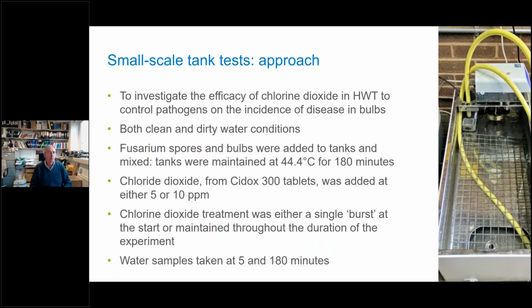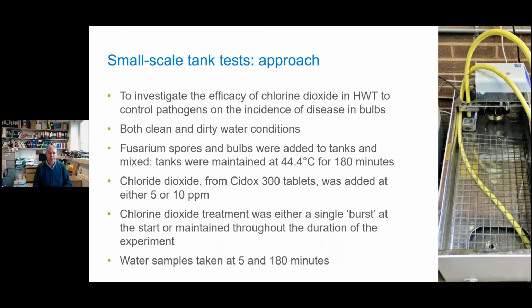Buoyed by this, we moved on to small scale tank tests. And this is a similar approach, but just upscaled. So we were going to look at the efficacy of chlorine dioxide in hot water treatment to control pathogens on the incidence of disease in bulbs. So this was the first time that we introduced bulbs into the system. And again, we ran both clean and dirty water experiments.